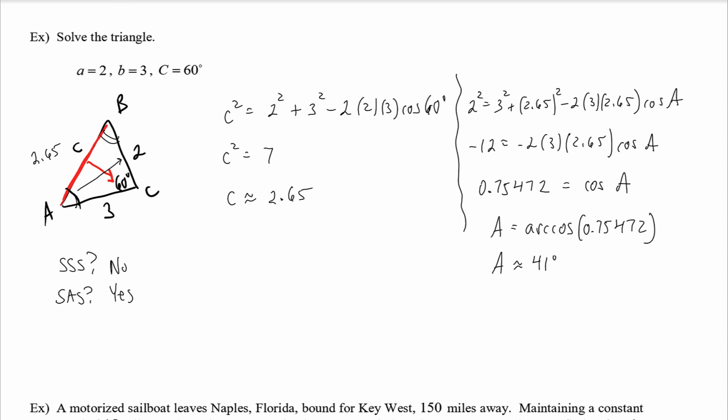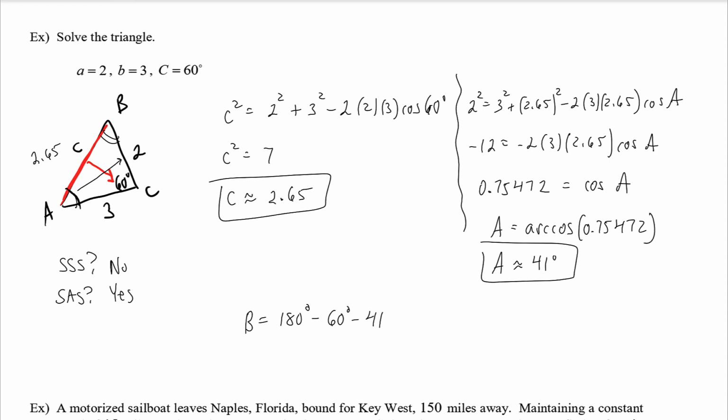So basically here's the side we didn't know, and here's one of the angles we didn't know. And to get angle B, we don't have to do anything fancy. You just take all the angles in the triangle and subtract from 180. So angle B is going to be 79 degrees, I think.